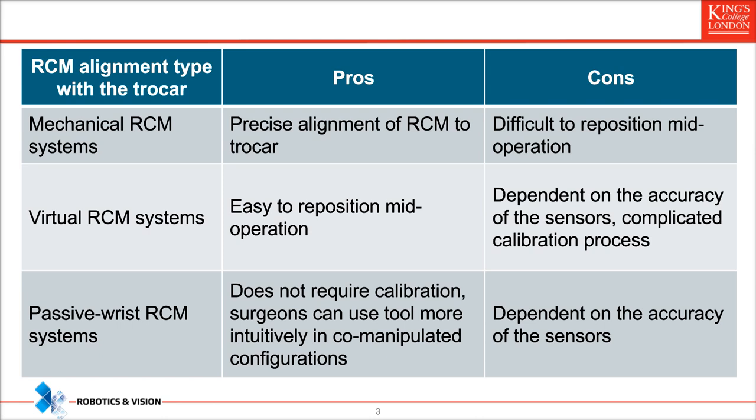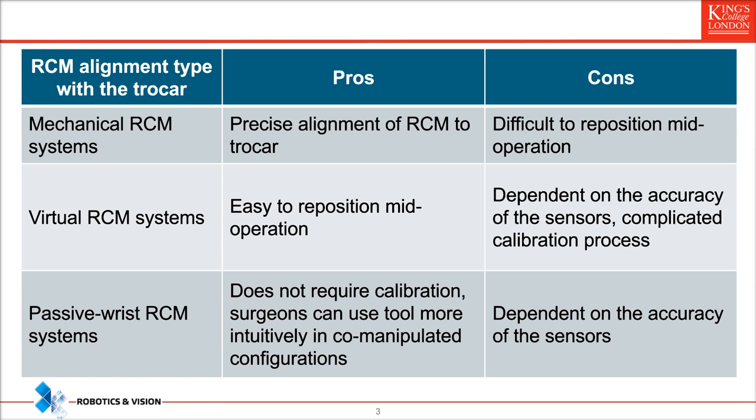For virtual RCM systems, the RCM is aligned with the trocar through a pre-operative calibration process. The control system ensures that the RCM constraint cannot be infringed during the procedure. The benefit of this is that if the trocar moves, providing it is tracked, the RCM can also be repositioned without changing the entire setup. The disadvantage is that the estimation is dependent on the accuracy of the sensors. Also, the calibration process can be complicated and time-consuming.